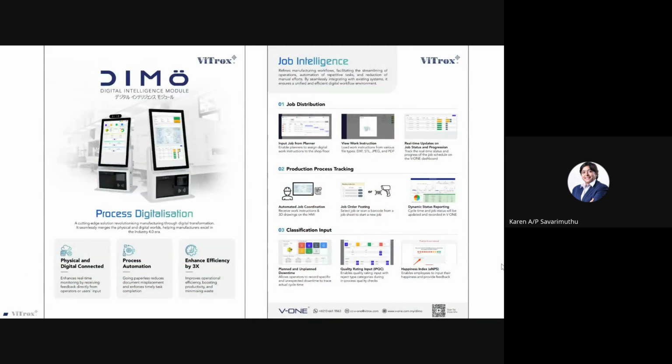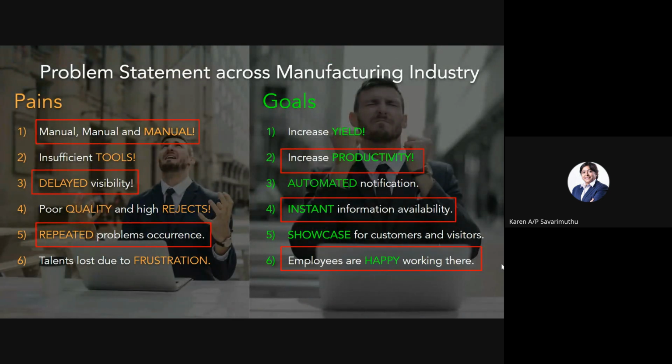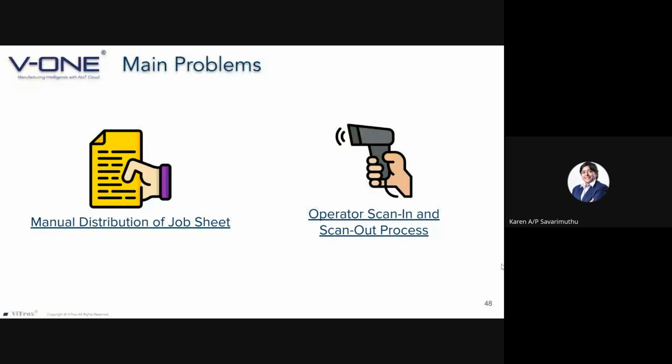So this is about the product, and using that particular job intelligence product, we fulfill the pains of manual work, delays, and repeated problem occurrence. All right, you see, we have managed to overcome 3 issues here, and we also achieve the goals of increased productivity. We have instant information, and we have also satisfied employees. You see, there's always a gain and returns.